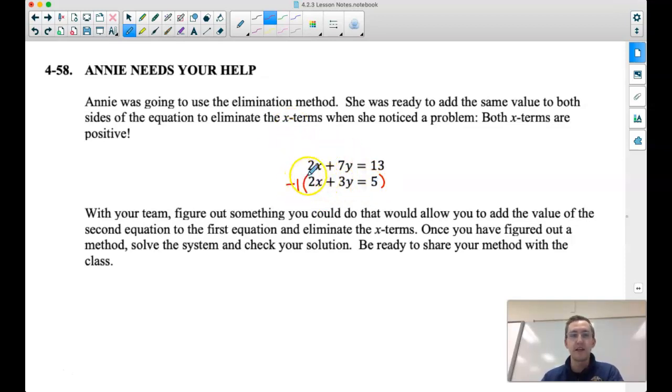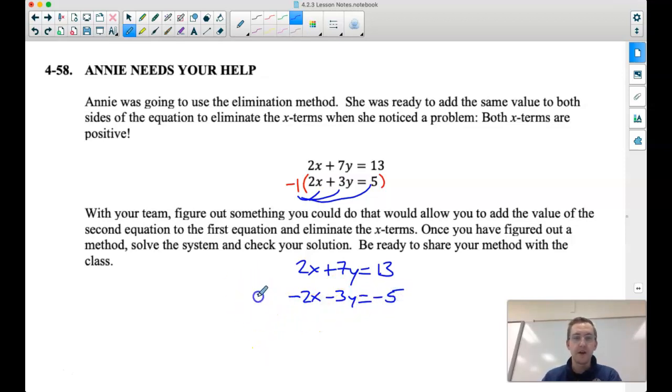So if we multiply everything by -1, the top one stays the same. I'm going to put that down here: 2x plus 7y is equal to 13. And then we distribute this -1 to every single term in the bottom equation because we want to change that sign. So we get minus 2x minus 3y is equal to -5.